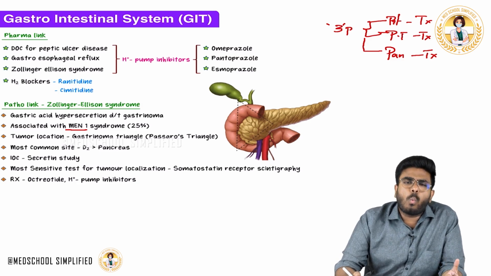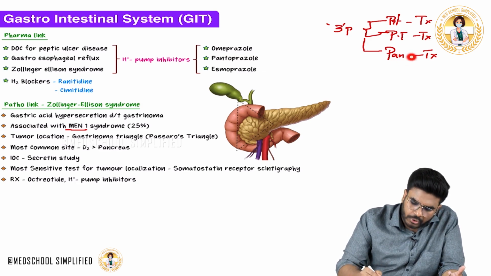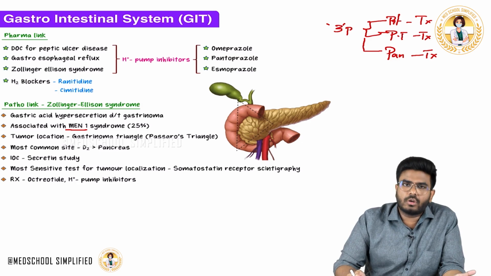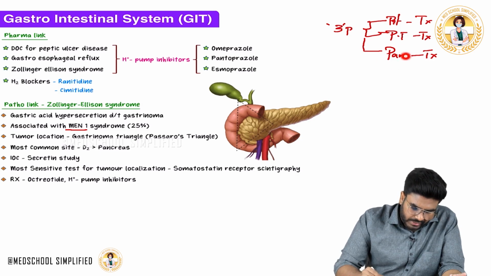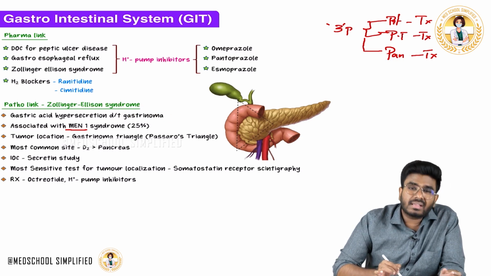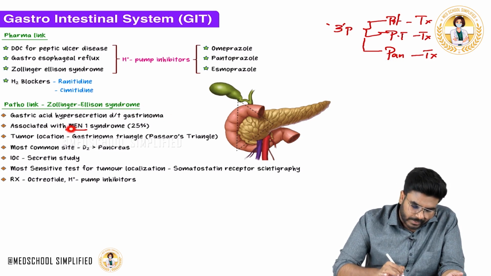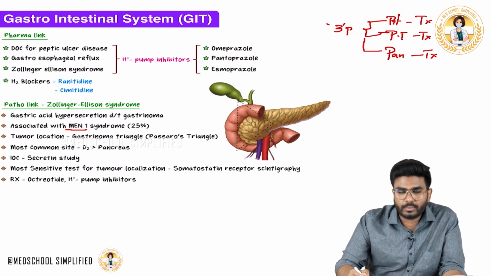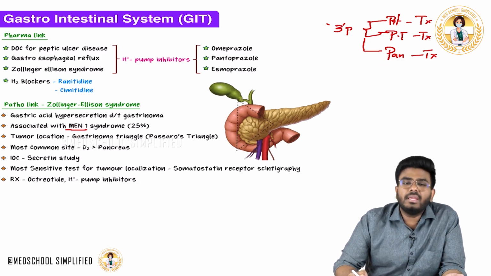One of these is a pancreatic tumor. Insulinoma, glucagonoma, gastrinoma, VIPoma: all these are pancreatic tumors. So the important point I want you to know is that in Zollinger-Ellison syndrome, these gastrinomas are associated with MEN1 syndrome. Why? Because in MEN1 syndrome, pancreatic tumors are there, and one pancreatic tumor can be a gastrinoma.